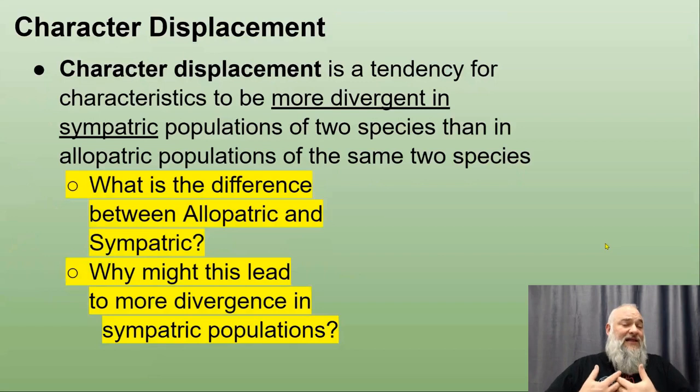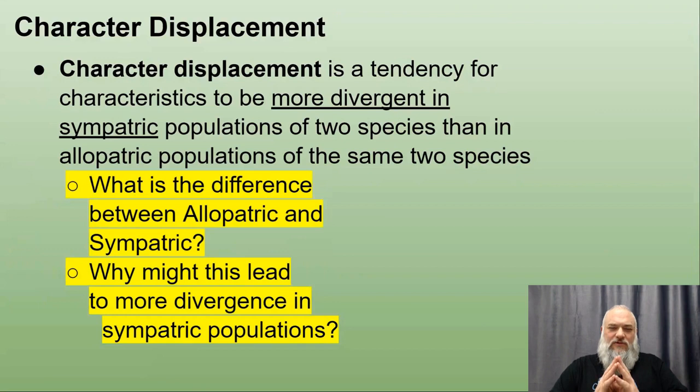Now, that can lead then to something called character displacement. If you're starting to shift your niche a little bit because you're not as able to compete as well in that slightly different niche, now we are starting to separate things. So we're going to drive some evolutionary change potentially. So there's a tendency for characteristics to be more divergent in sympatric populations of two species than in allopatric populations of the same two species.